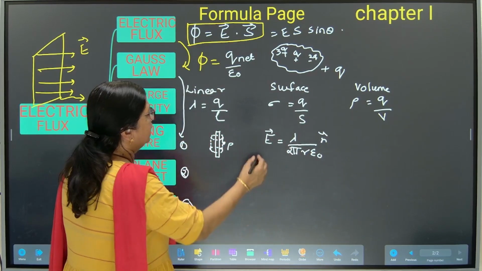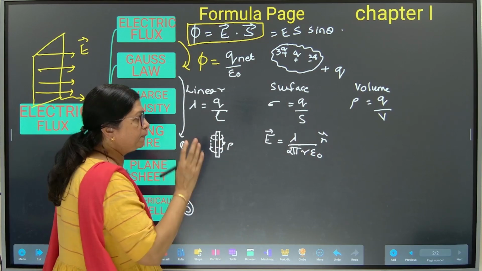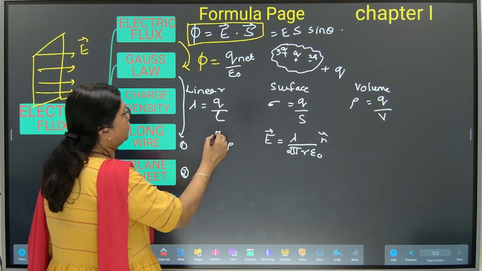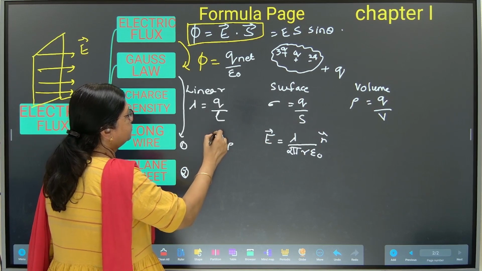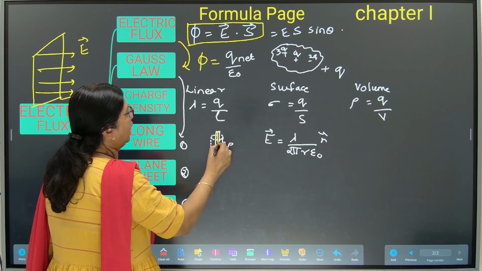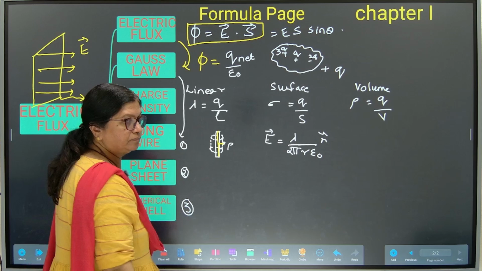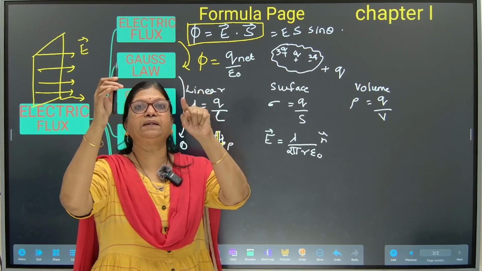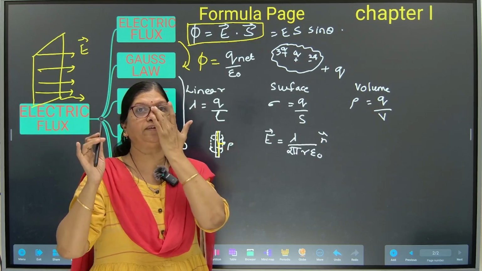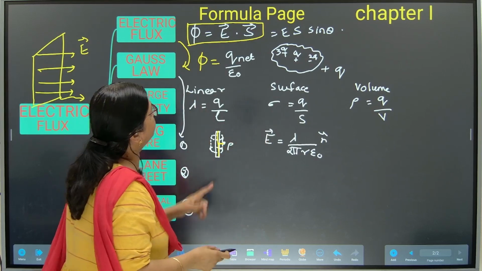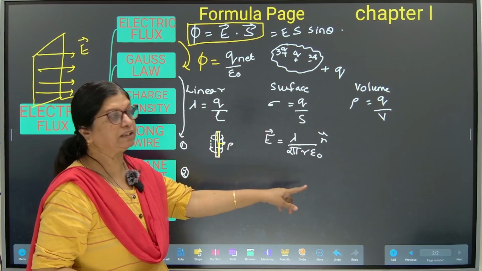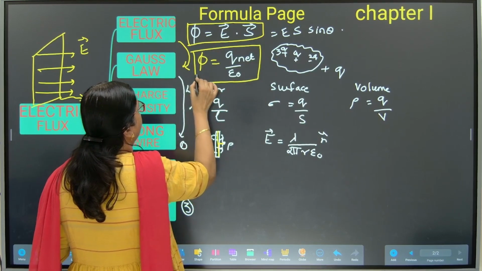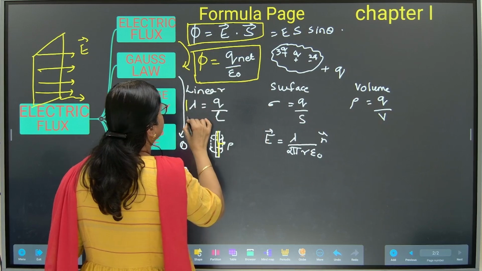Now where E is the electric field at the point P, lambda is the linear charge density, r is the distance between the wire and the point P. So the electric field which we get is what I have written just now. So let us box this also and remember these formulas as they are.